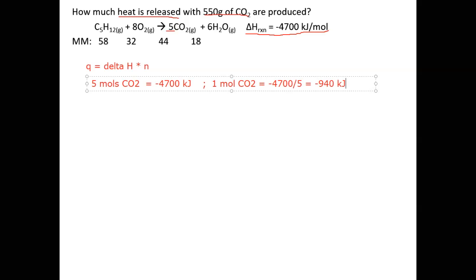We need to find N. So N is equal to mass divided by molar mass. So the mass here is 550 divided by the molar mass of CO2, which is 44, and we get the moles of CO2. So 12.5 moles. So now we have the moles. We have the delta H. We can determine Q.